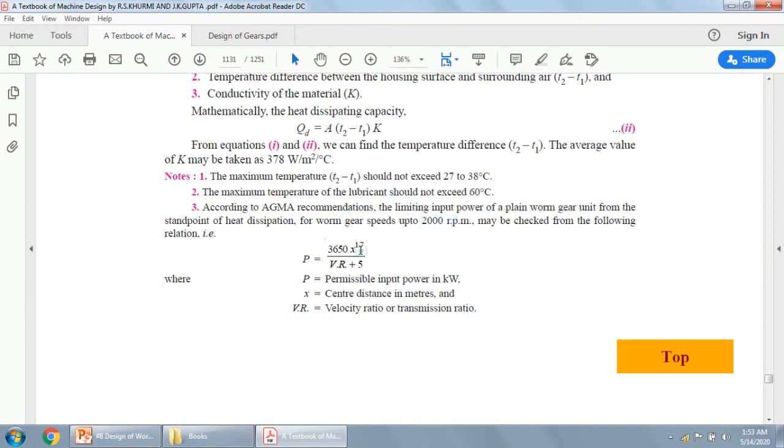Here x is the center distance between the two shafts. Here it is in meters. Keep in mind, here it is in meters in this relation. Other parameters are well clear to you.